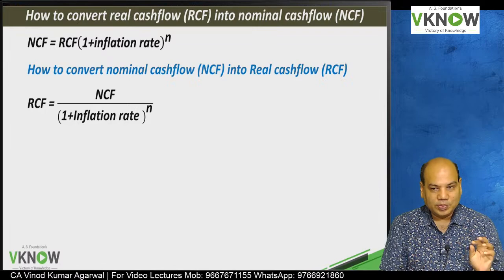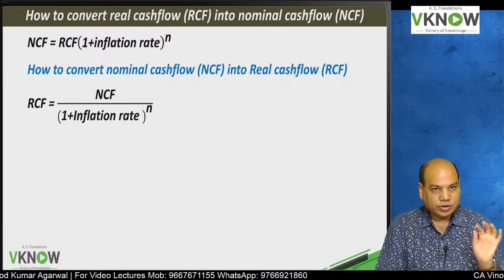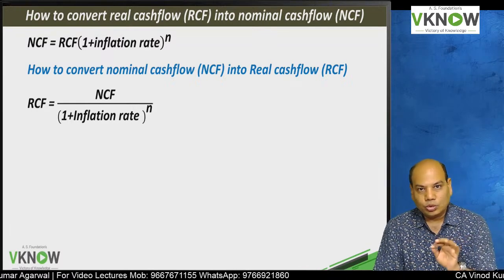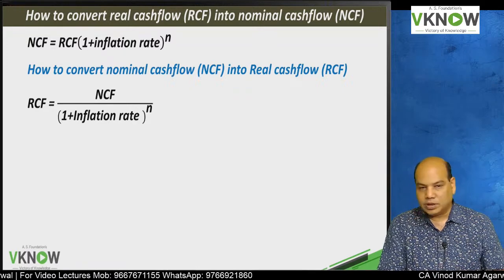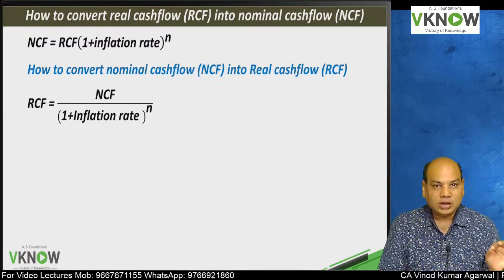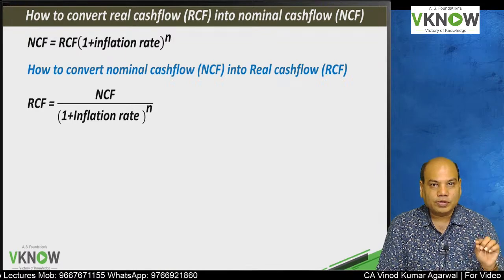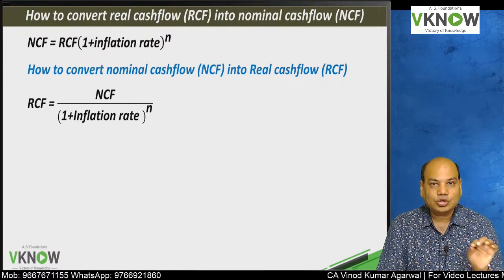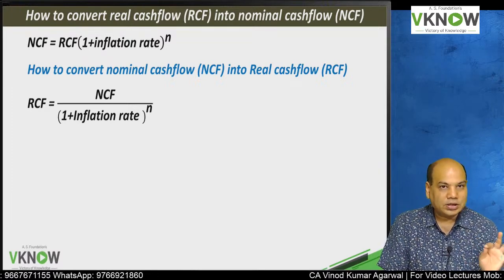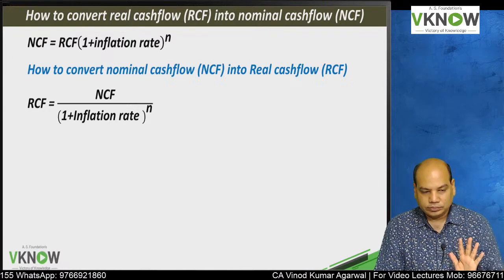So once again I repeat 4 things. Nominal cash flow includes inflation. Real cash flow does not include inflation. Real cash flow is at constant purchasing power. Nominal discount rate includes inflation. That means your required rate of return includes inflation premium. Real discount rate excludes inflation. Real discount rate does not include the inflation premium.